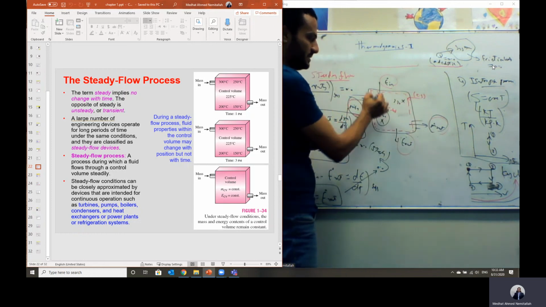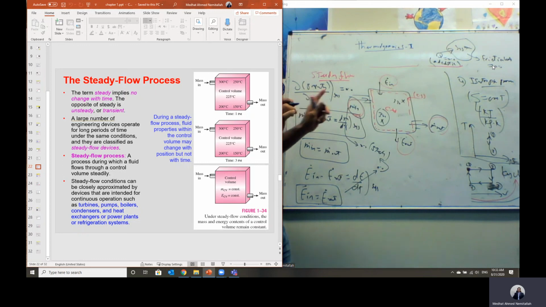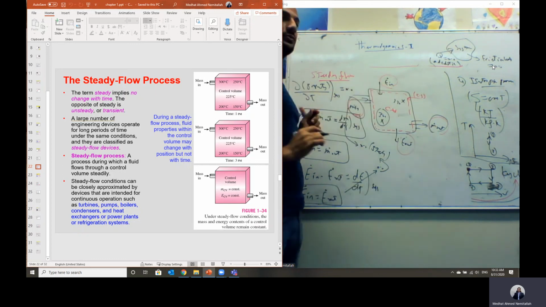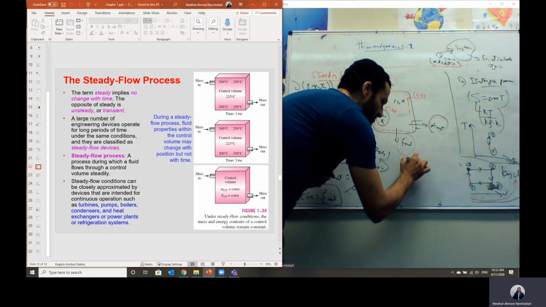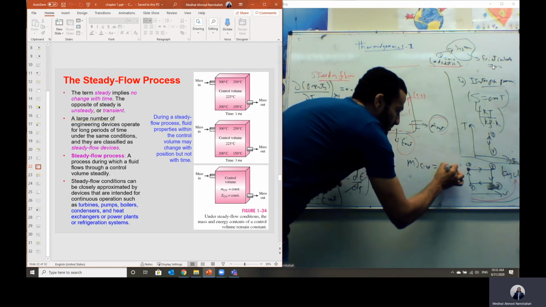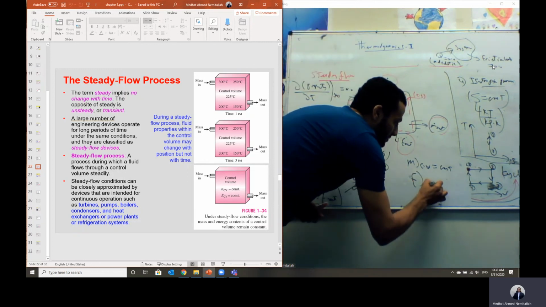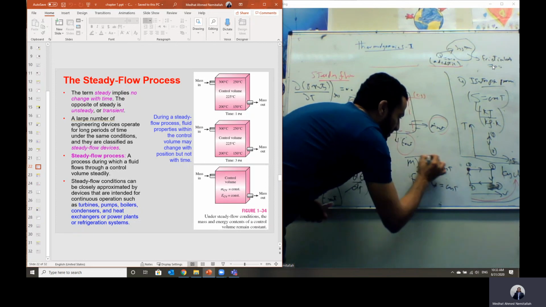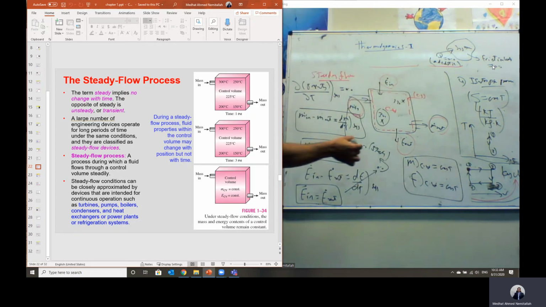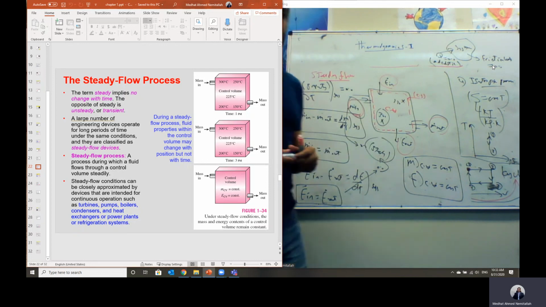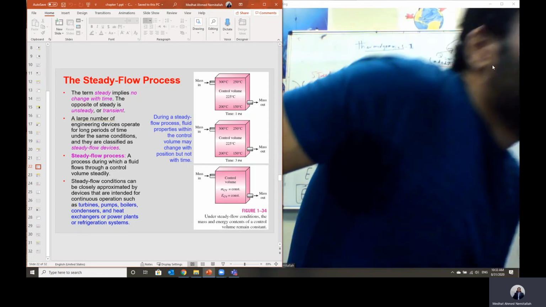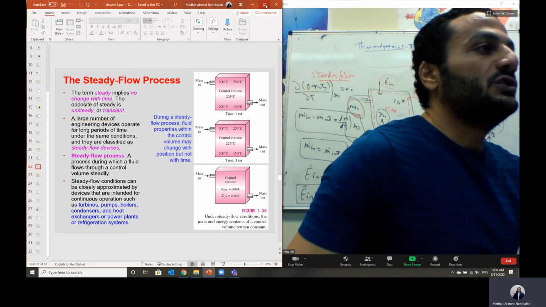For a steady flow, as mass input is the same as mass out, the mass of the system itself remains constant. So the mass of the control volume will equal a constant. For a steady flow process, the mass of the system, or the mass of the control volume, will remain constant. Likewise, energy input is the same as energy output, so the energy of the system itself will remain constant. This means the energy of the control volume or the system will remain constant if we have a steady flow process. So steady flow means we don't have a change with time.